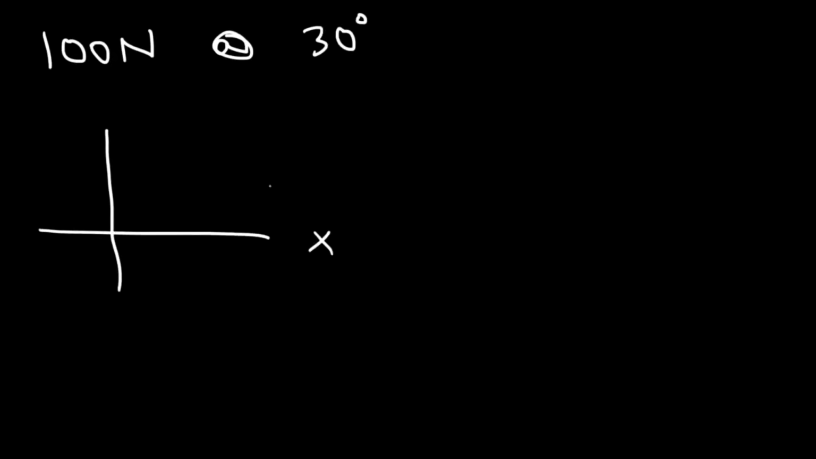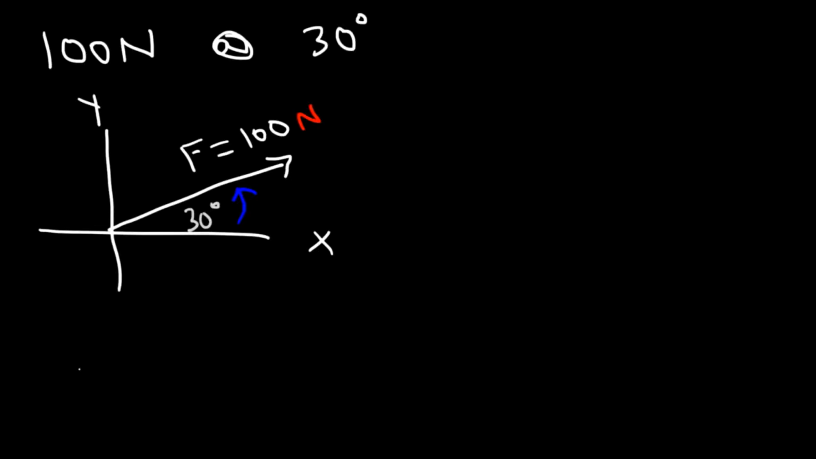So let's say this is the x-axis, this is the y-axis. So we have a force of 100 newtons at an angle of 30 degrees relative to the x-axis. So you can also describe the magnitude and direction graphically. Another way in which you could describe a force is by expressing its components.